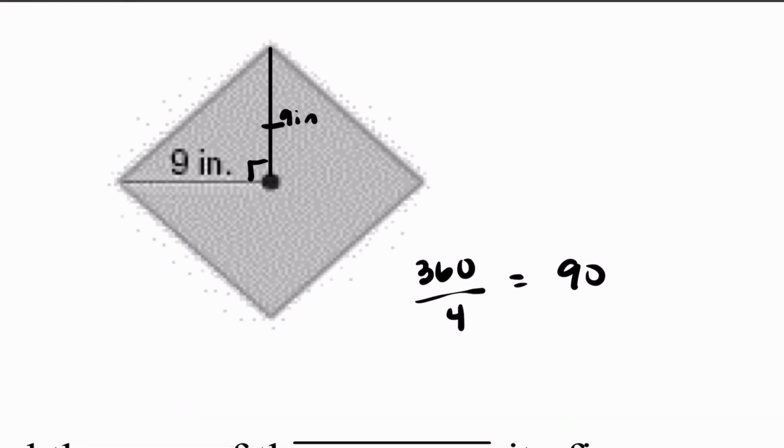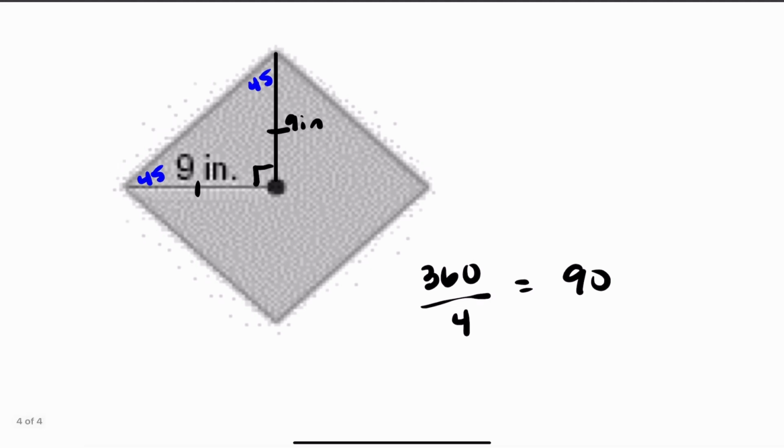So now we have an isosceles right triangle. This is a 45, 45, 90 situation. So that means that this side here is 9 root 2.